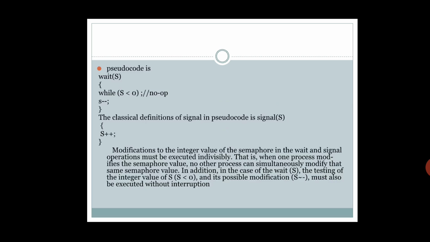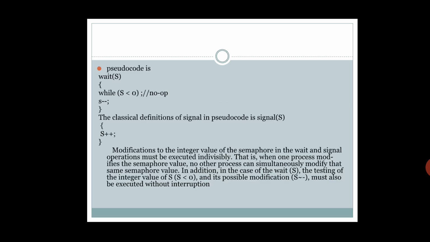So this is a classical definition of signal in the pseudocode, signal S. In the signal S, you are just trying to increment the semaphore value, S plus plus. Okay, modification to the integer value of a semaphore in the wait and signal operations must be executed indivisibly. So what is the meaning? Whenever you are having the wait and signal operations, they have to be executed indivisibly.